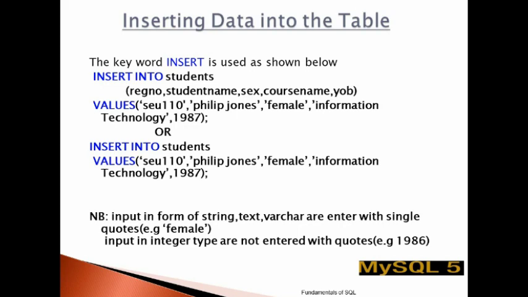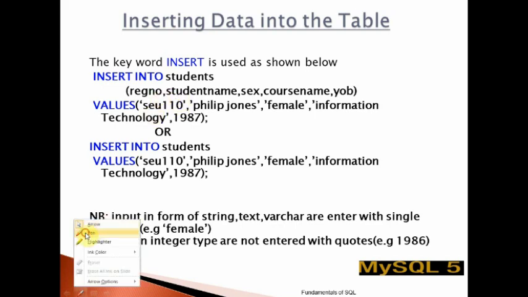Now, when it comes to inserting data in a table, how do we insert data? We insert using the keyword insert, as shown by the code that we are seeing here. We have insert into, then students. We have registration number, student name, sex, course name. This can be our course code, and then year of birth. Now, remember, one thing you must understand is that when it comes to values that you want to add, they must match the order of the columns as you've set them.